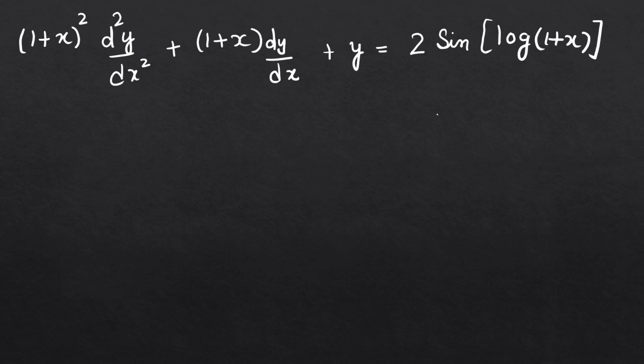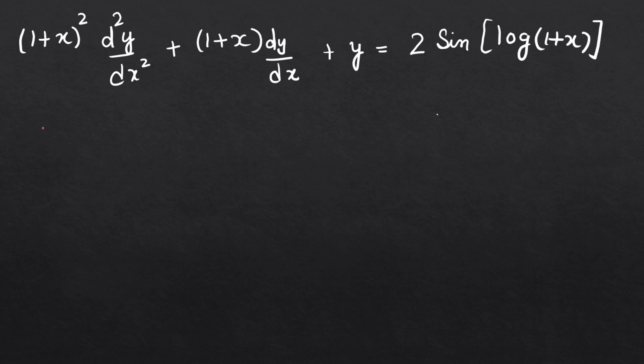In the first part we saw what Legendre's differential equation is. In the second part we saw how to solve Legendre's differential equation when it is a homogeneous equation. Today we will see how to solve Legendre's differential equation when it is a non-homogeneous differential equation. Firstly we will write down this equation in symbolic form.